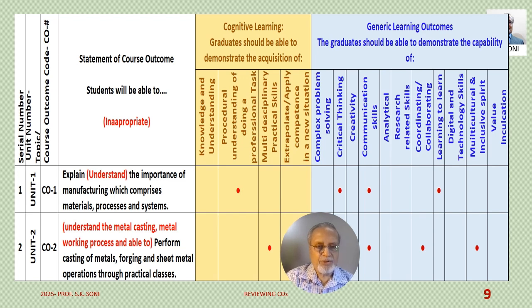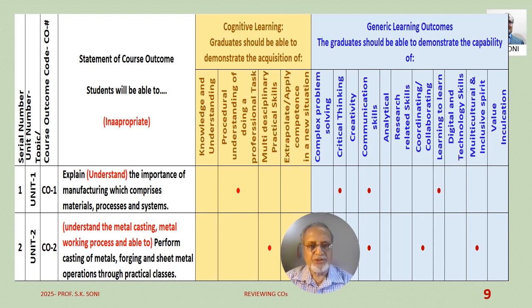CO2: The previously written statement was: understand the metal casting, metalworking processes, and able to. So the red words have been deleted and the correct use of the action verb will start from: perform casting of metals, forging, and sheet metal operations through the practical classes.